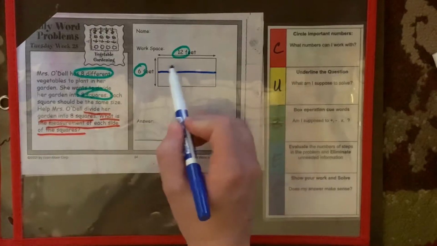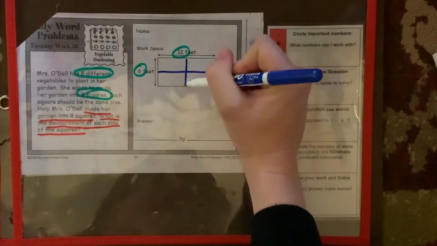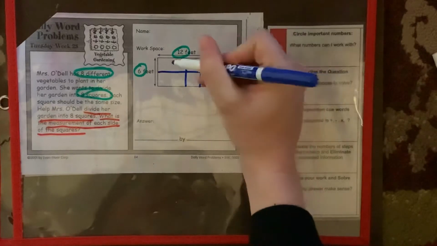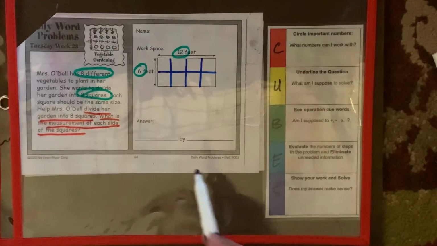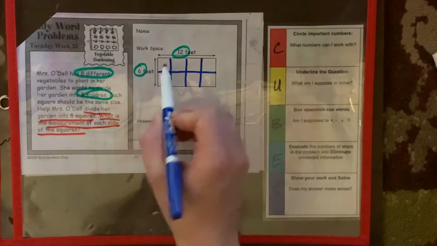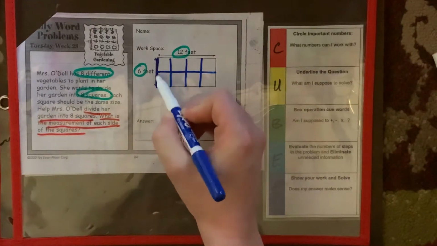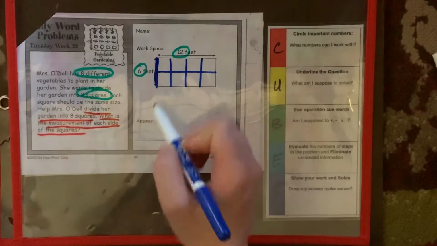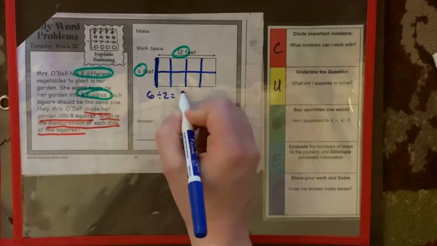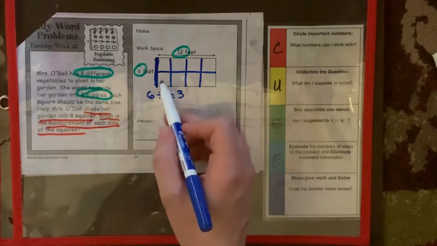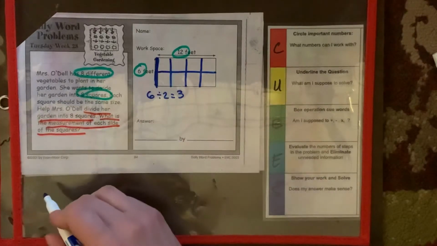So in order to get 4 boxes on the top and 4 on the bottom, I only have to draw 3 lines, 1 down the middle, 1 on the right, 1 on the left. When I do that, for the 6, instead of having 6 feet here, I just cut it in half. So 6 divided by 2 gives me 3, because 2 times 3 equals 6.